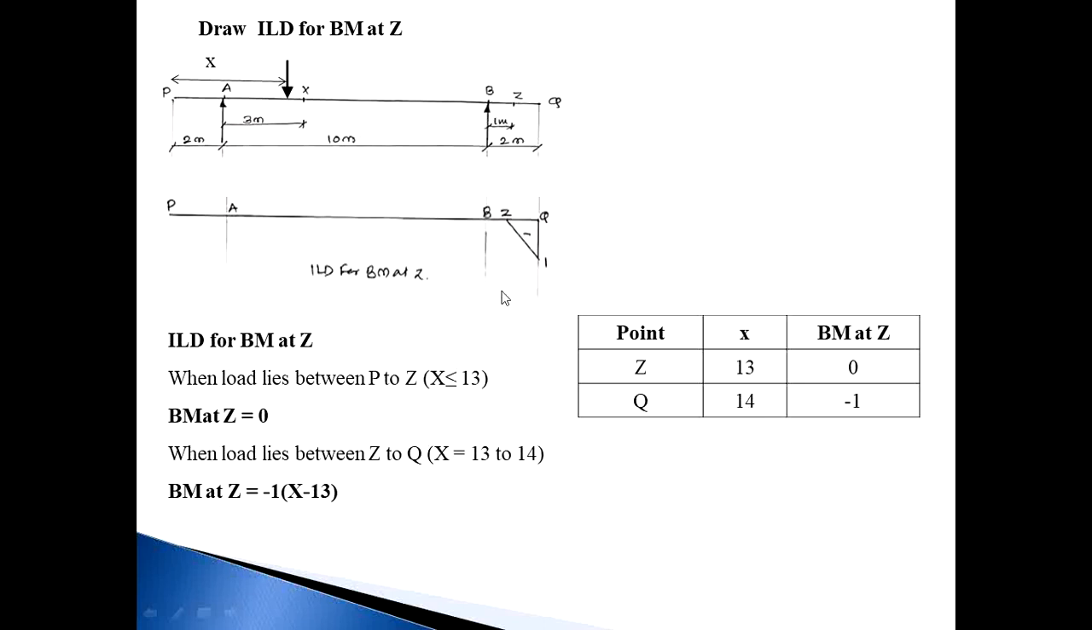Whatever you calculate, reactions, shear force, bending moment for ILD, you should apply unit load 1. This is a solution for an overhang beam, and ILD for RA, RB, shear force at X, bending moment at X, shear force at Z, bending moment at Z.